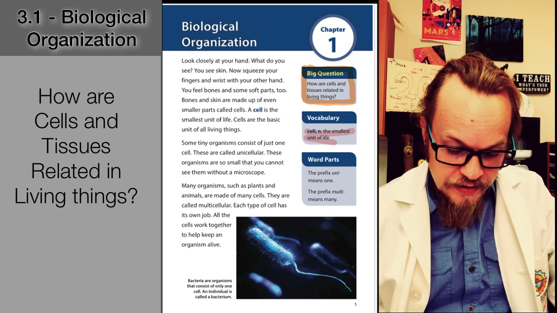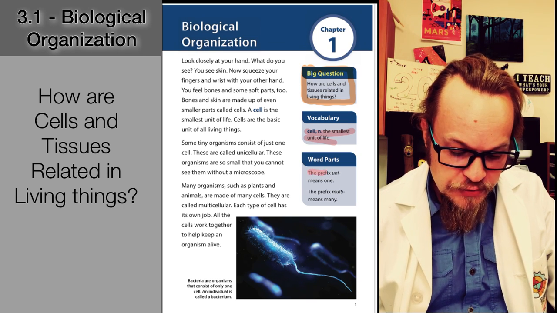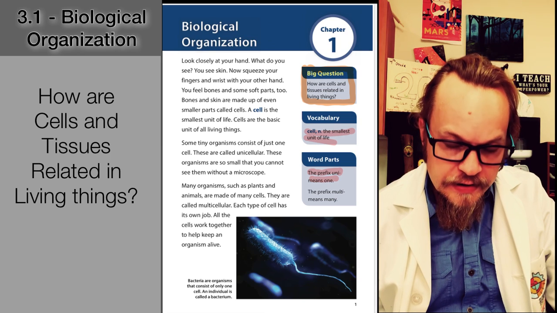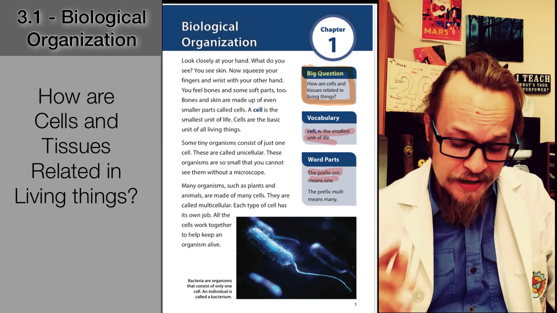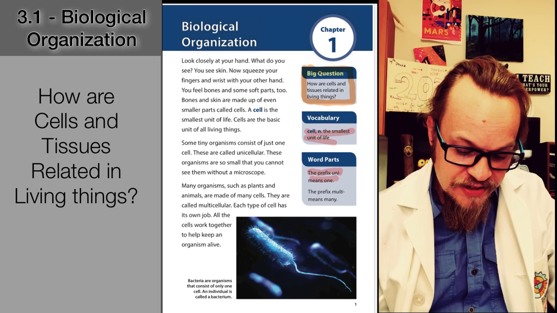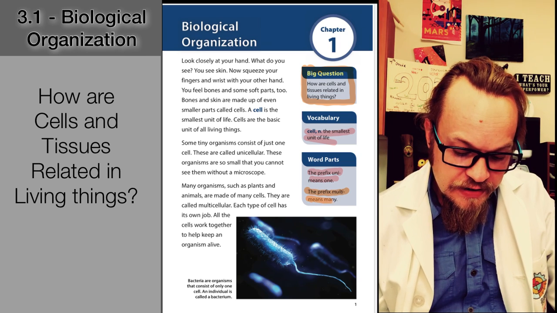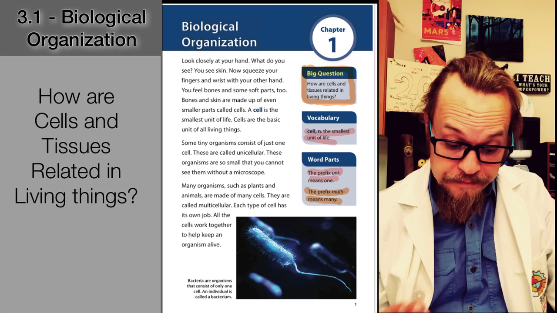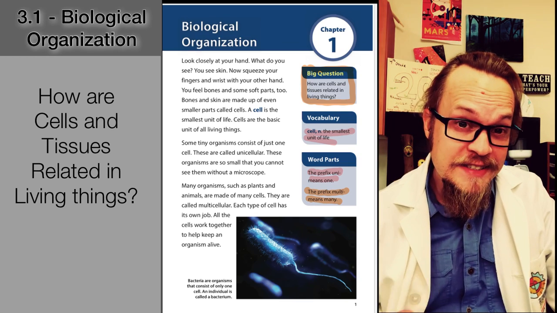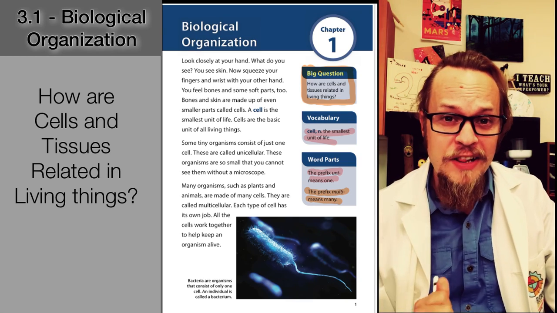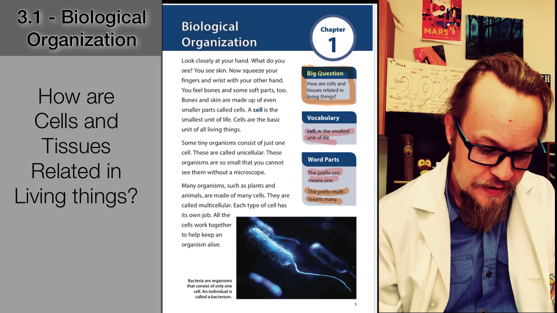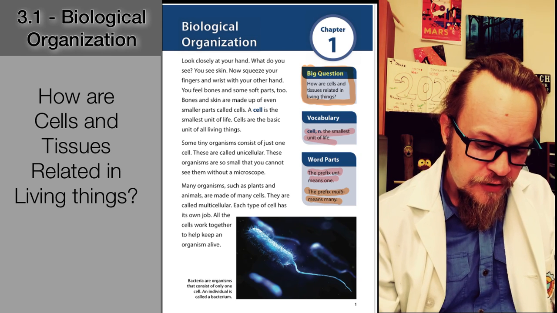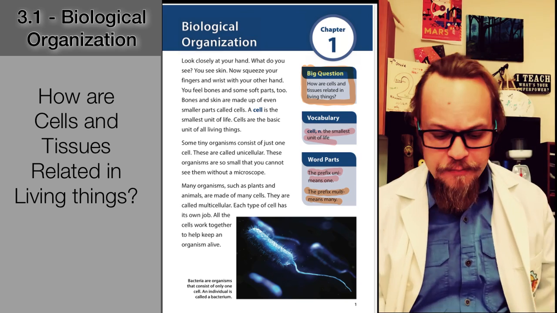Okay? Word parts that will come up. The prefix uni means one, so things that start with uni are one, and things that have the term multi are many. Okay, so unicellular, one cell. Multicellular, many cells. All right, without further ado, let's dive in to our reading.